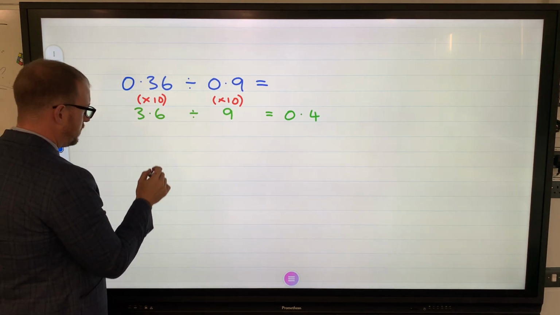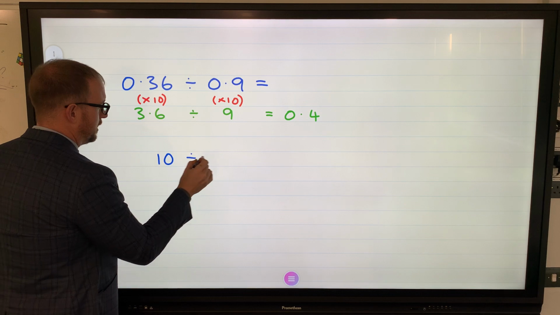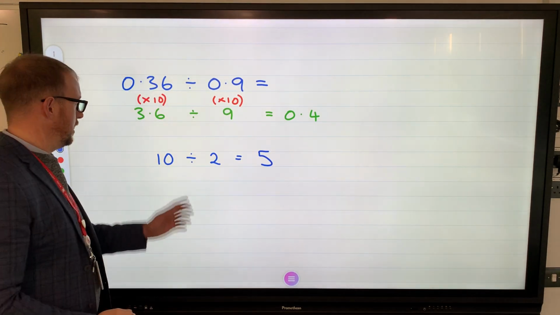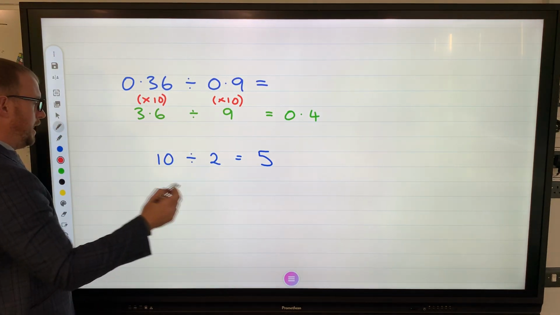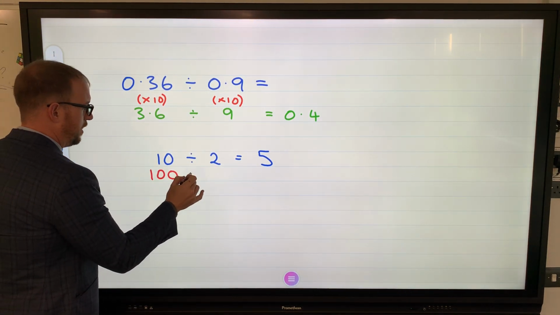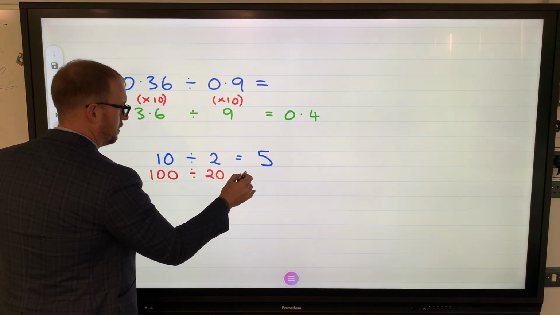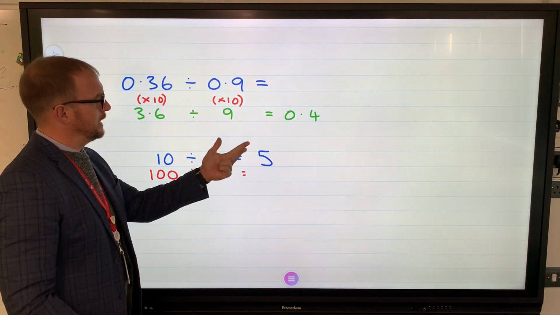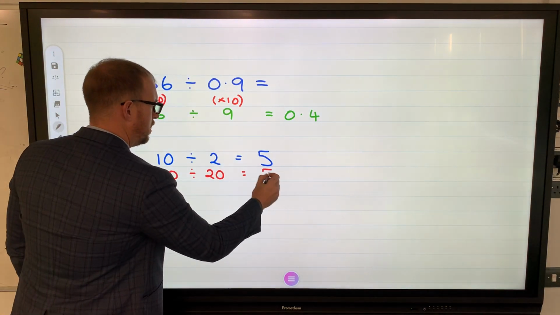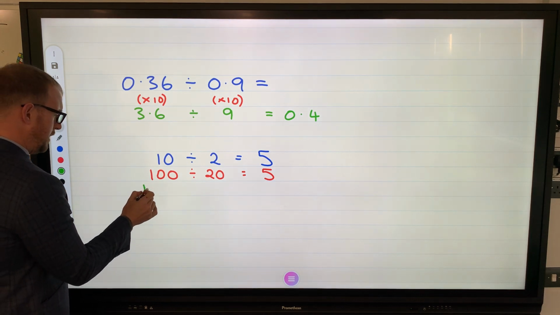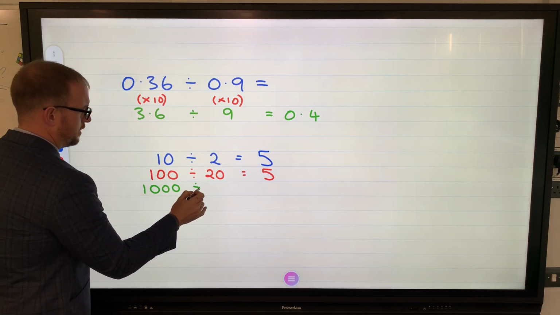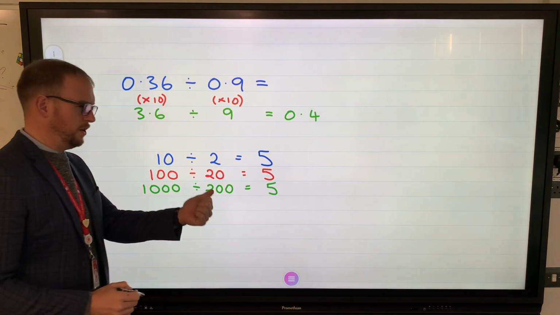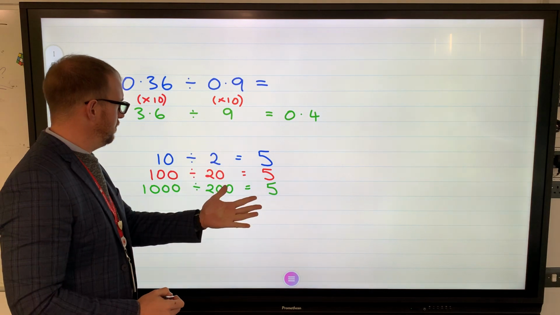So be careful, you have to make sure you're multiplying by the same amount, because if I had, let's say, 10 divided by 2, we know the answer is 5. Okay, half of 10 is 5. If I made this 10 times bigger, I would have 100 divided by 20. Well, 100 divided by 20 is 5, because 20, 40, 60, 80, 100. If I made these 10 times bigger again, I would have 1,000 divided by 200. Again, it makes 5, because I've got 200, 400, 600, 800, 1,000.